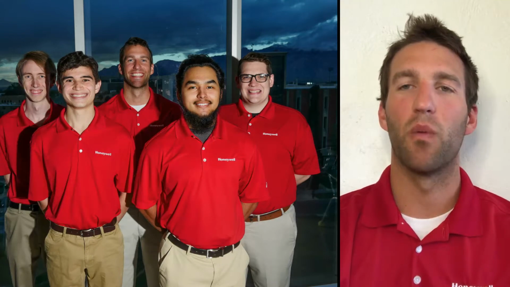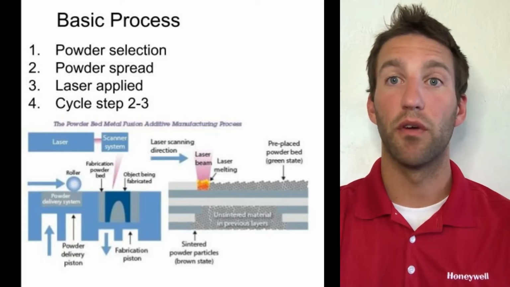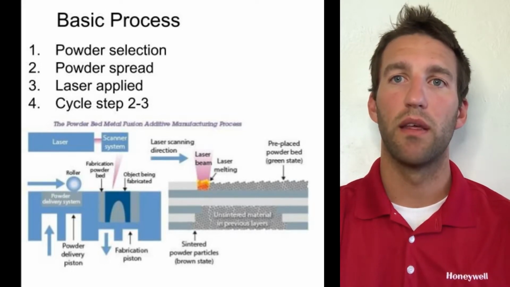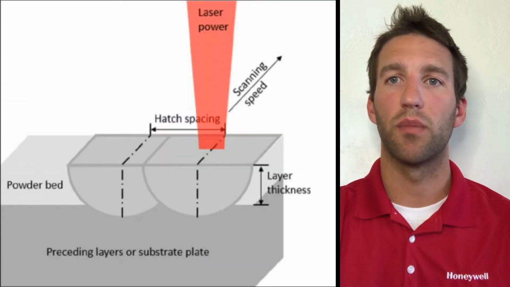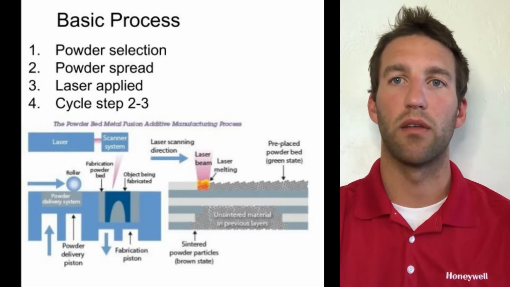Now I'd like to go ahead and walk you through a little bit of the 3D manufacturing process. Metal 3D printing has 4 simple steps. First, powder selection. Once the powder is selected, then the powder is spread inside the machine. Once the powder is spread, then a laser is applied. And the 4th step is simple. It just repeats step 2 and 3 until a form or object is created.